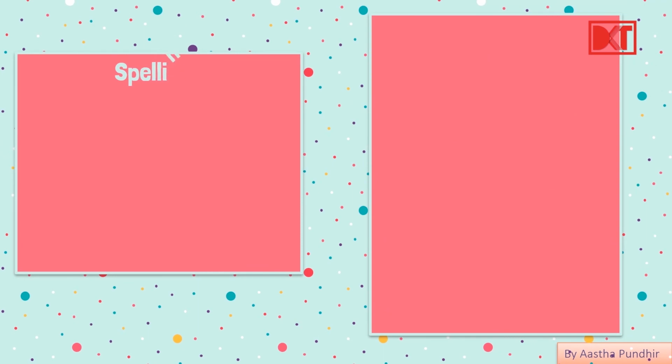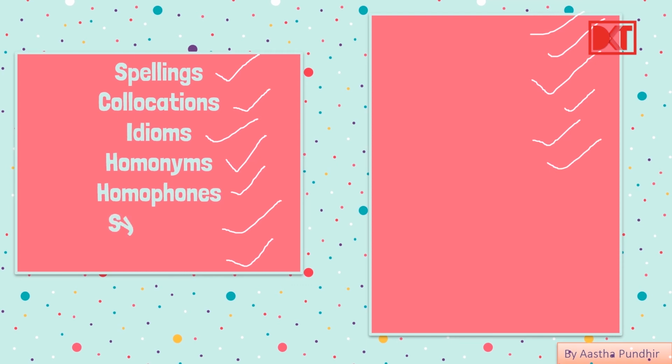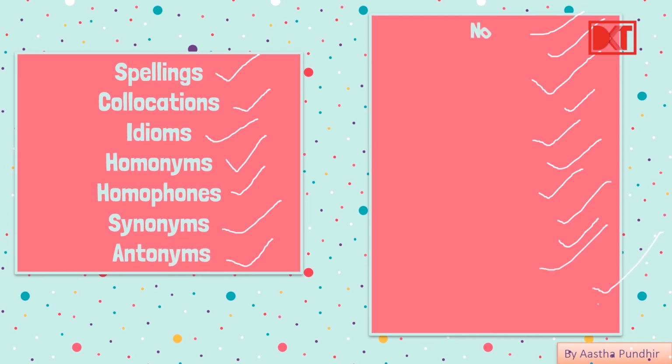The first section has aspects like spellings, collocations, idioms, homonyms, homophones, synonyms, antonyms, nouns, pronouns, verbs, phrasal verbs, adverbs, adjectives, articles, prepositions, punctuation, tenses, active and passive voice, reported speech, etc. So these are the broad grammar topics which are covered in section 1. Alright, let's move on to the next section.